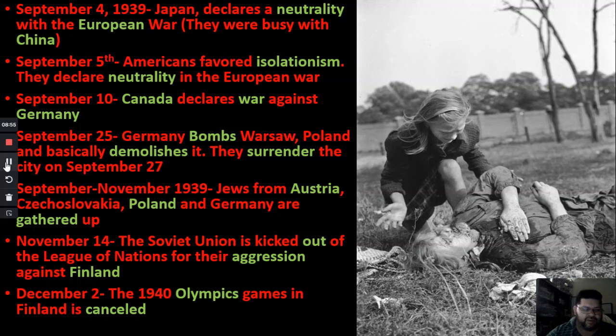Now, November 14th, 1939, the Soviet Union is kicked out of the League of Nations. Not because they said something, but because of what they're doing. Basically, Russia is looking at the League of Nations like, well, you're letting Germany take over here, you're letting Japan take over here. We might as well take over some places. So they took over some places, Poland, and they even went to Finland and said, yeah, we'll take this place. So the League of Nations kicked them out for that.